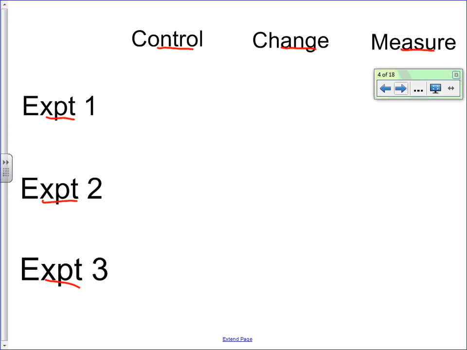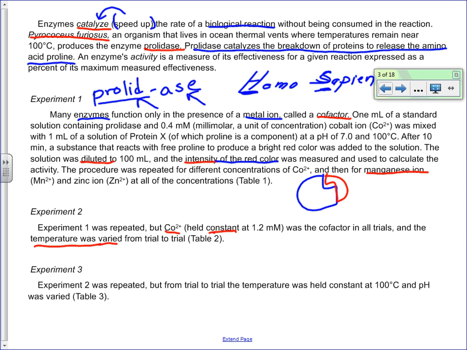All right, so when we say control in an experiment, what are we talking about with those things? Yeah, those are things that are held constant throughout the whole experiment. Nice. What about if we're changing something? That means we're changing the amount of it. And then measure just means this is what we're measuring in the experiment. So what I'd like to do is just fill out this chart quickly for each of these columns for every experiment. All right, so let's get started with experiment 1. In experiment 1, what are we keeping the same throughout the entire experiment based on our information here?